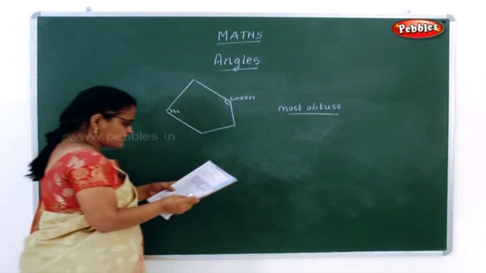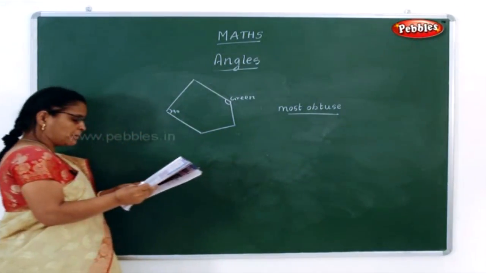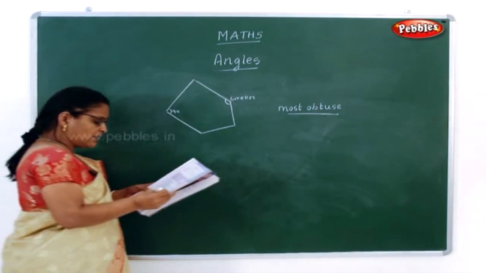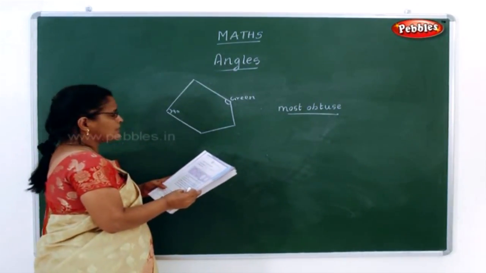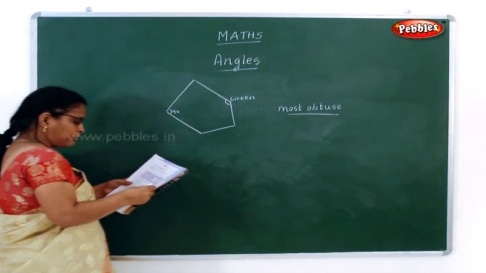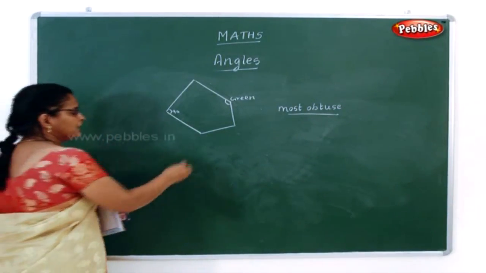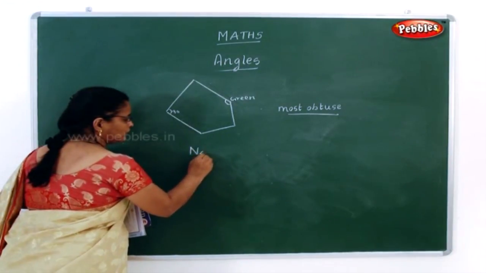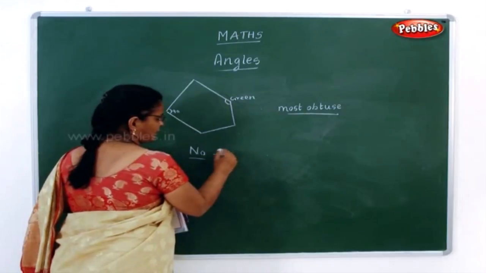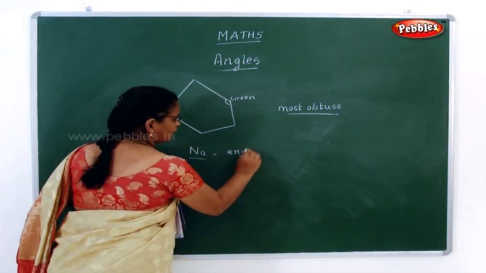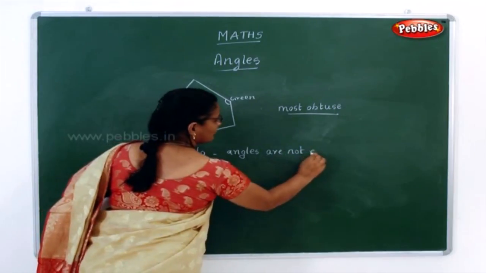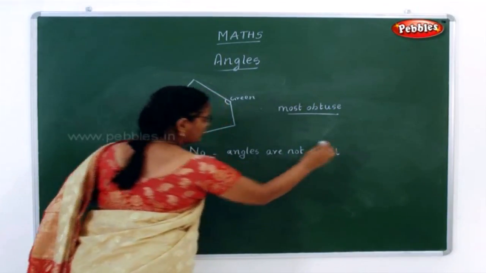Now the next one is, look at the above shape and put a tick mark for the correct answer. Are the angles marked in pink color equal or not? See, the answer is no, because in one shape, the angles may differ. So the pink angles are not equal here.